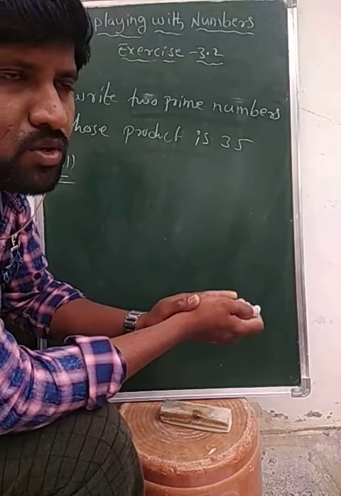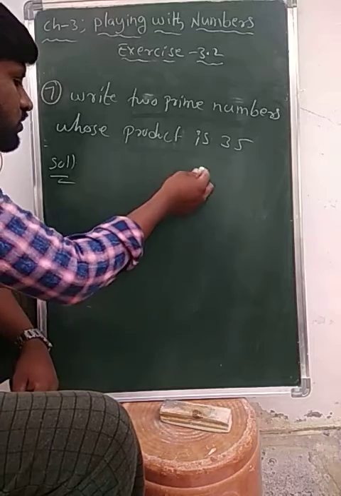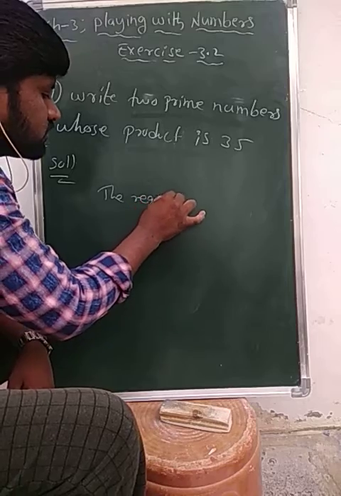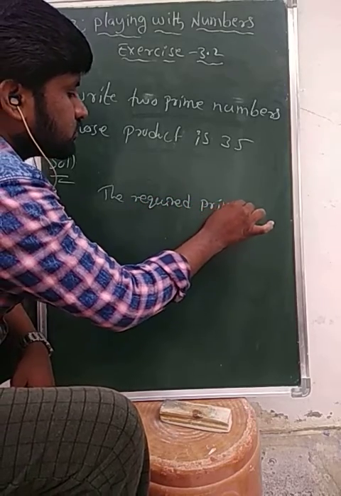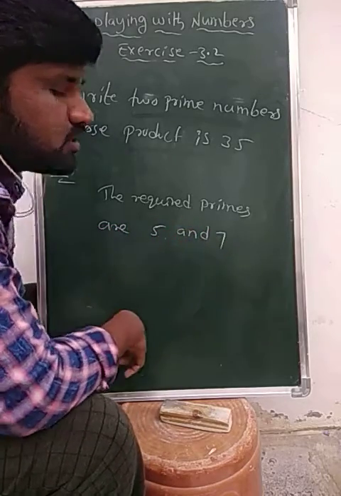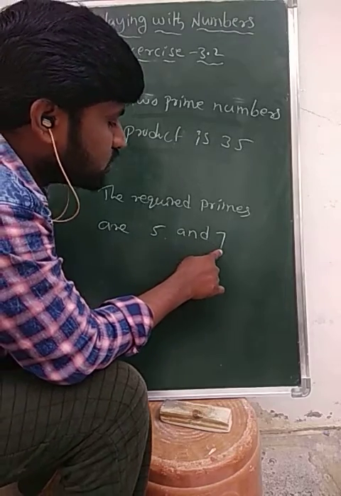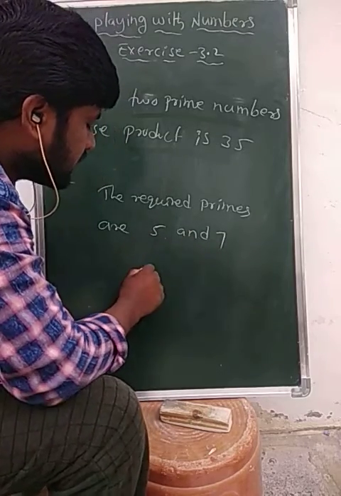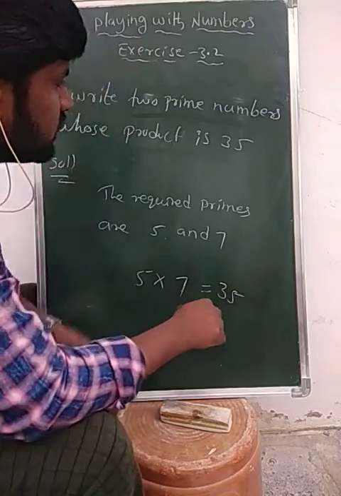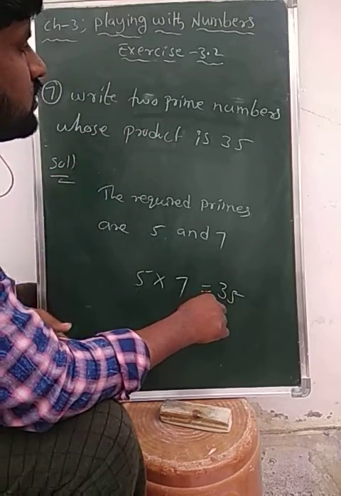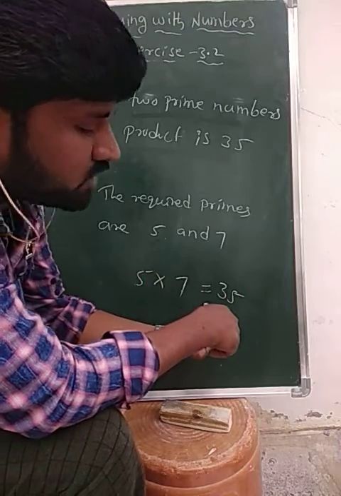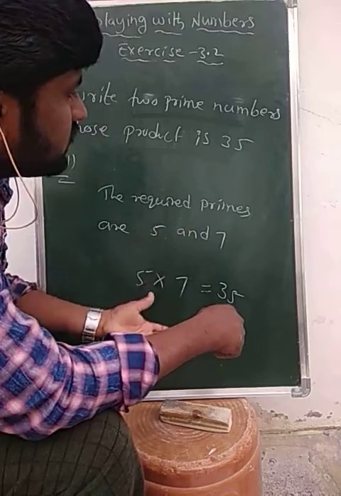It's a very simple question. We know what the required prime numbers are. I'm writing the required primes: 5 and 7. Yes or no? 5 is a prime number, 7 also a prime number. By their product, 5 times 7, 5 sevens are 35. What is our question? Write two primes whose product is 35. I took these two prime numbers, 5 times 7, 5 sevens are 35. So this is the required answer for this question.